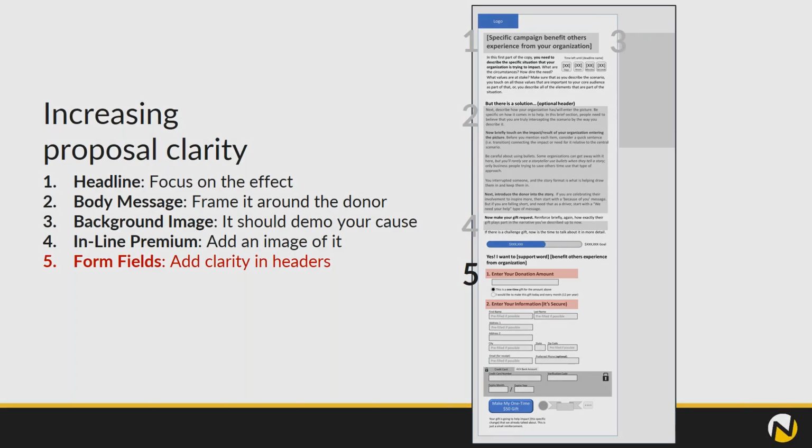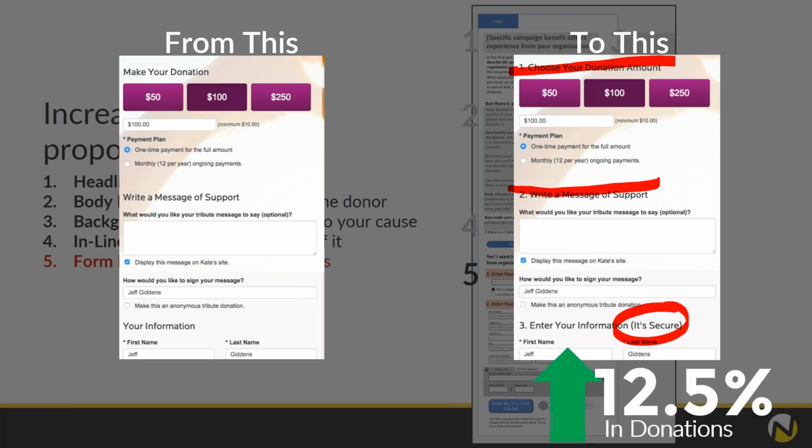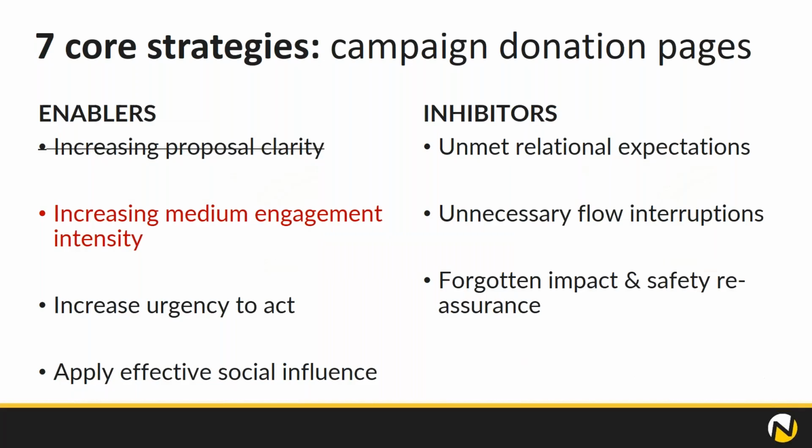And then finally, form fields. Even the headers, there's an opportunity to increase clarity. Make your donation, choose your donation amount. Write a message of support, which is the same, but also here, enter your information, it's secure. Let's just be incredibly clear, okay, about what it is that we need them to do, right? In this case, it was a 12.5% increase in donations. So as you can see, increasing proposal clarity is a great strategy that you can use, and you're not limited to just those 5. There's so much more that you could probably do, but now you understand why those 5 work. Let's talk about the next one.